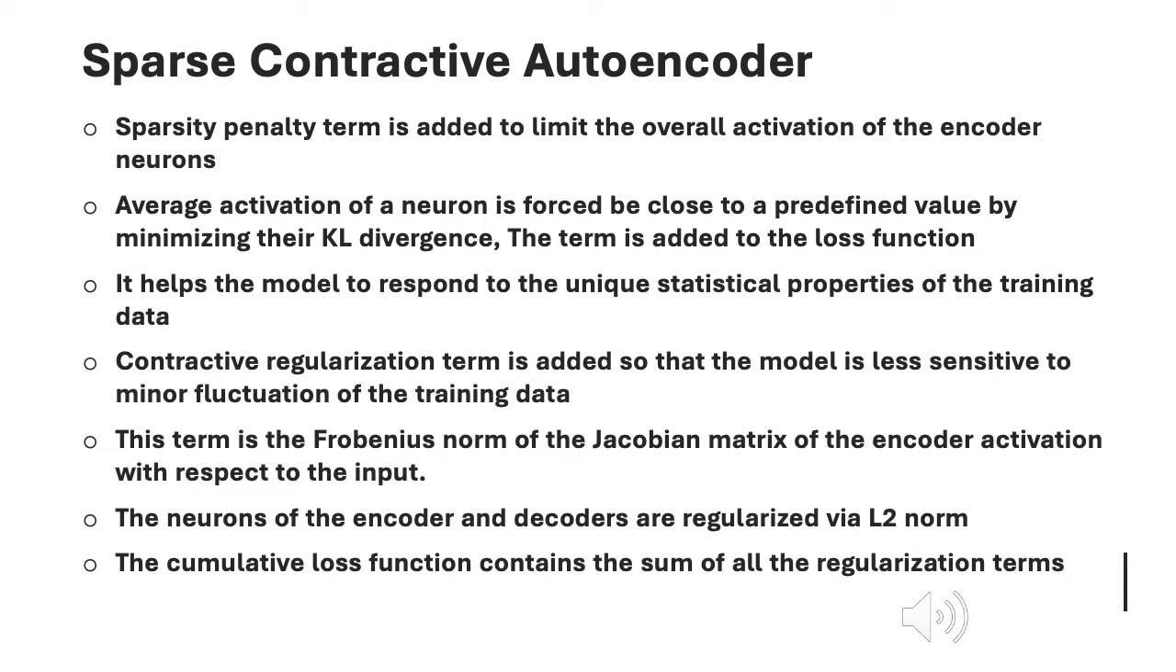Secondly, a contractive regularization term is added so that the model is less sensitive to minor fluctuations of the training data. This term is basically the Frobenius norm of the Jacobian matrix of the encoder activation with respect to the input. Finally, the neurons of the encoder and the decoder are regularized via L2 norms. The cumulative loss function contains the sum of all three regularization terms.